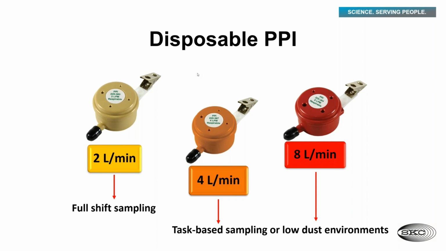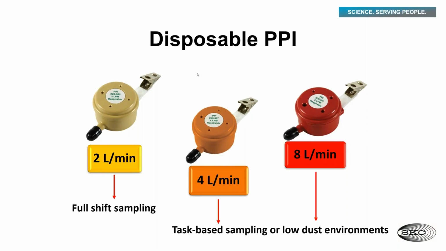But what's really nice about having an option for a 4 liter and an 8 liter a minute is if you're doing sampling with low dust, or you're trying to collect as much dust as you can in a very short period of time, that's when these higher flow rate options really come into their own. So for example, if you're using a detector tube or a charcoal tube, if you're trying to get more of the chemical through that tube, all you do is you increase the flow rate.